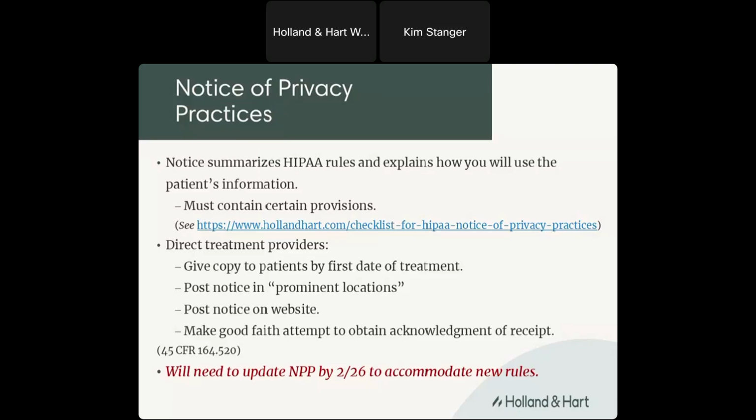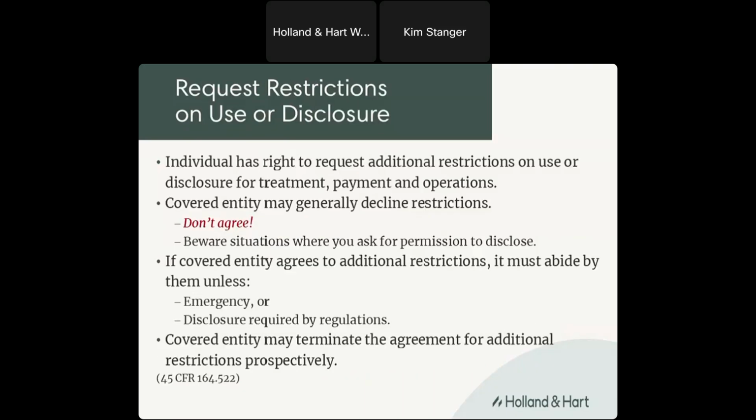Now, there are some pending rules out there, or some recently enacted rules, including the reproductive health rule, that will require you to update your notice of privacy practices, but they've given you until February 26th to do that. I think that's because they're going to come out with the new HIPAA rules, the amended HIPAA rules, including perhaps the security rules, by February 26th. And so they're giving you time to come out with those new rules so that you can update your notice all at once. But just realize that's going to be coming down the pipe.